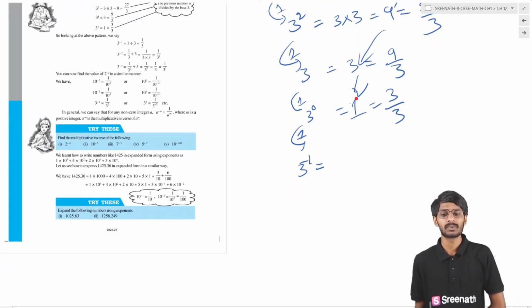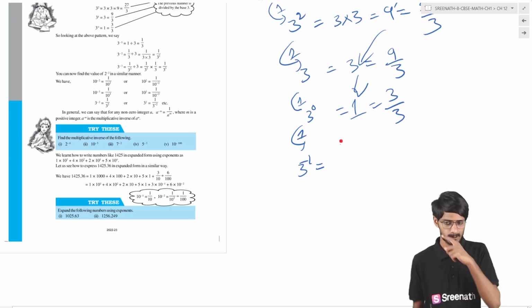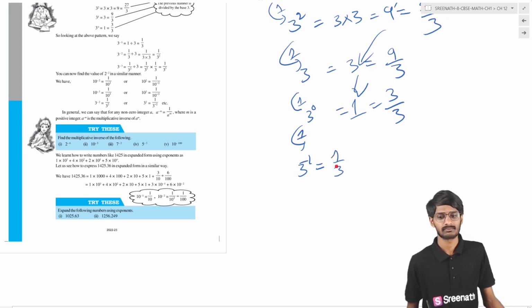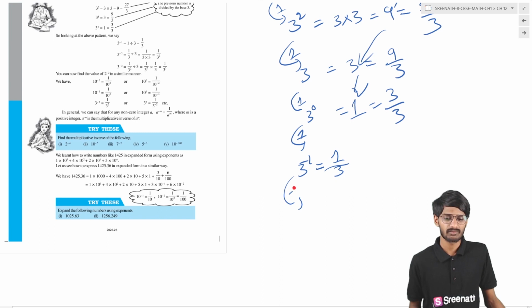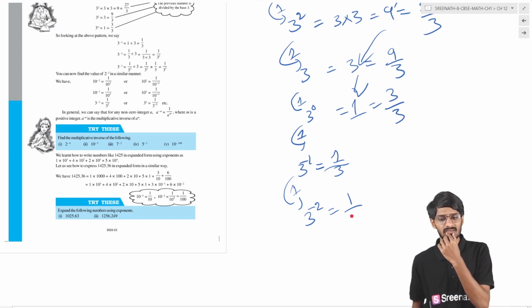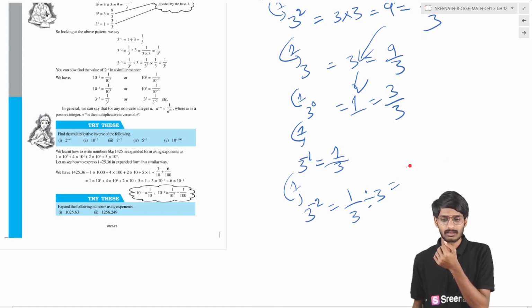So again you have to divide the previous number by 3, students. So it will become 1 by 3. Okay, students. Next, if we decrease the power further by 1, that is 3 power minus 2. Again you have to divide this term by 3. So it will become 1 by 3 divided by 3, that is 1 by 3 into 1 by 3, which is equal to 1 by 3 square.